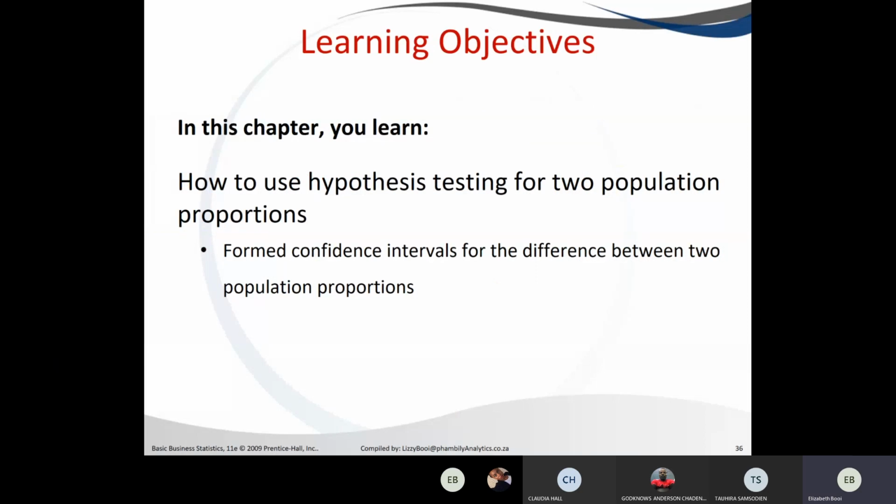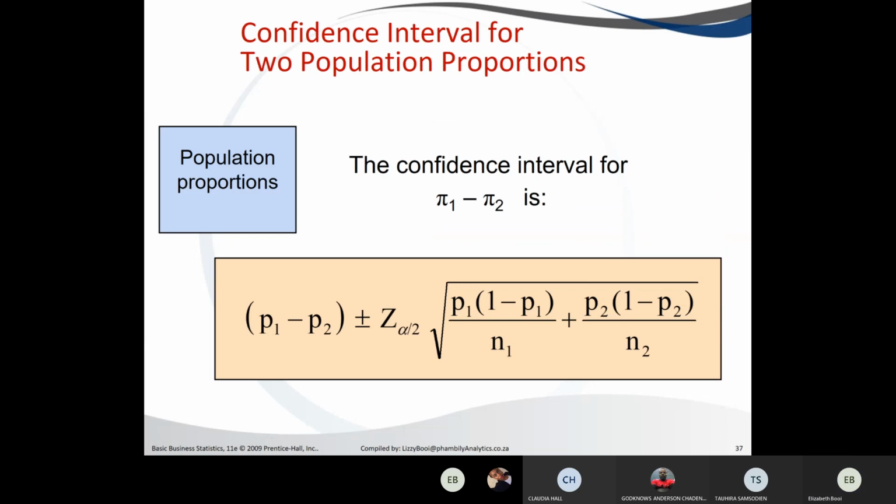Confidence intervals for population proportion. The formula we use: the point estimate, plus or minus the critical value times the standard error. Remember, this is your sample proportion.